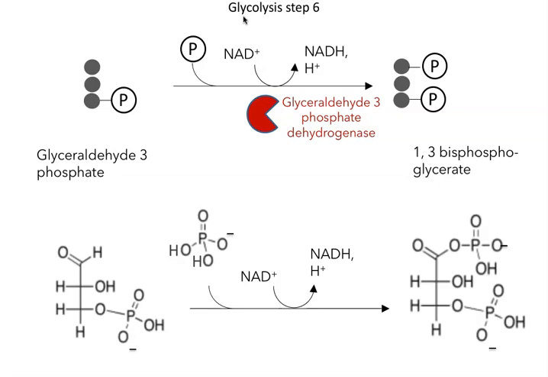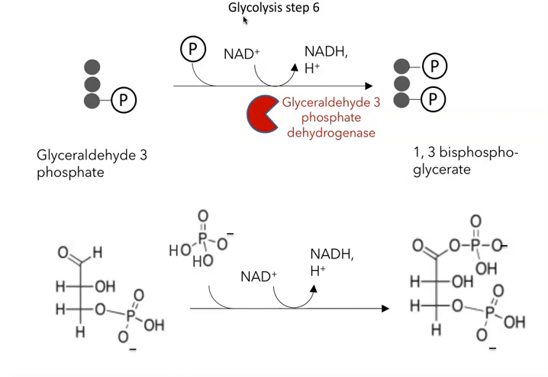But here's an image of what the reaction looks like. On the left, we have glyceraldehyde 3-phosphate, and then there's an inorganic phosphate, and that will then combine to make 1,3-bisphosphoglycerate, while at the same time taking NAD+, this molecule, and converting it into NADH and a free proton.